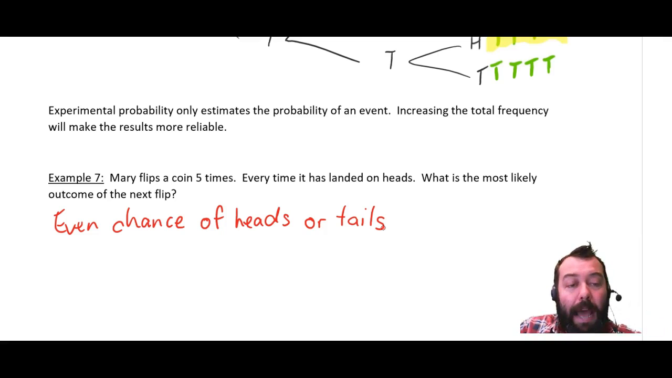If I do enough trials, then the differences between the number of heads and the number of tails will become less significant. I might have 2 more tails than heads, but 2 out of 100 is much less significant than 2 out of 4. 2 out of 1,000 really has very little impact compared to 2 out of 4. So we make our experimental probability more reliable by conducting more trials.